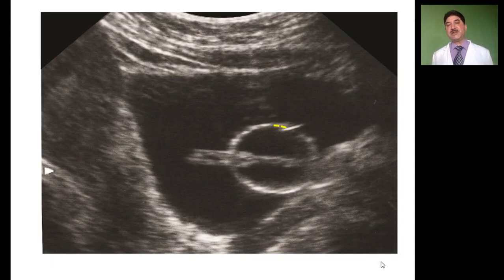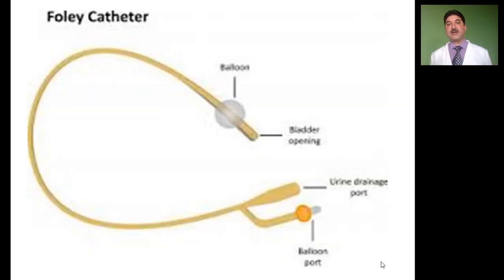Now, in this diagram, you'll see this Foley catheter inside the urinary bladder. The Foley catheter has two ends. At one end, you find a balloon. This balloon is not inflated. It is inflated only after insertion of the catheter into the bladder, and it causes retention of the catheter. Then distal to the balloon is the opening through which the urine drains out.